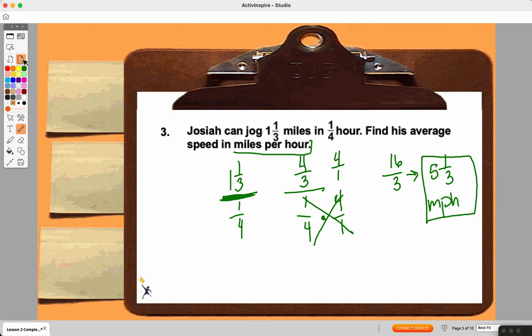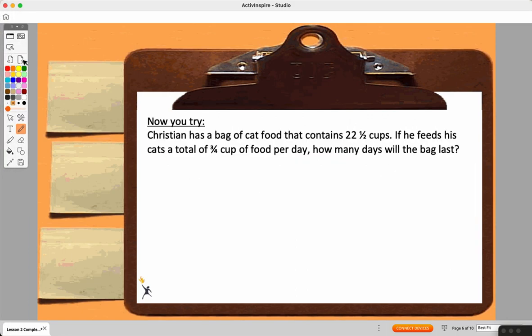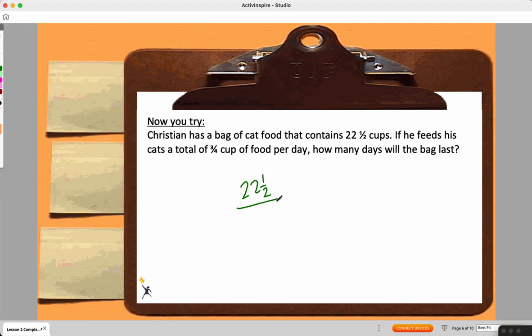Good job, Josiah. All right, so now let's have you try to figure out how long Christian can feed his cat with the 22.5 cups of cat food. All right, so we take that 22 1/2 and divide it by 3/4. So we're going to say, okay, we really have 45 over 2 over 3 over 4. So we'll go ahead and multiply by the reciprocal, 4 over 3.